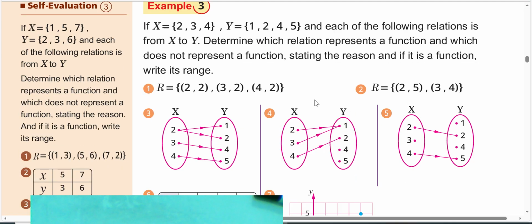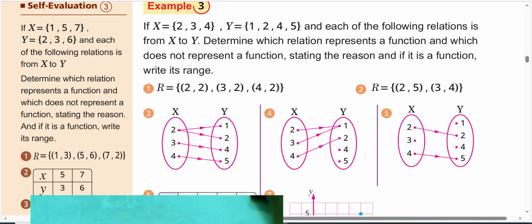Next, example number 3. x equals 2, 3, 4, y equals 1, 2, 4, 5. We have the relation like this. He asked what the relation is here. Give me the function. Number 1, look at here, 2, 3, 4. Number 1 is a function. Number 2 is not a function, because the element 4 hasn't any image in y.